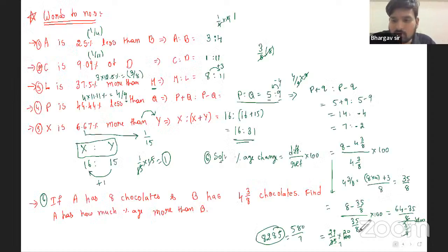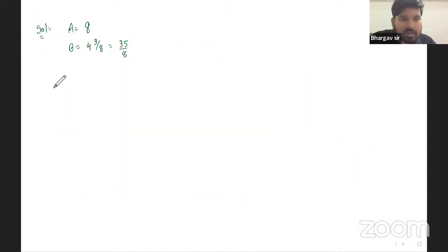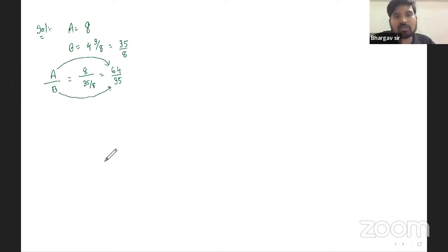Now, instead of doing this percentage change formula as difference upon reference into 100, पहले find out the value of A by B, which is the ratio. क्या होगा? ऊपर 8 होगा, नीचे 35/8 होगा. Right? I'm trying to find out the ratio. I'm not trying to find out the percentage change. If you know the ratio, percentage change is very easy. Now what happens? 8 goes to ऊपर. 8 8 is 64/35. मतलब मुझे रेशियो आ गया. A का वैल्यू 64 हो तो B का वैल्यू 35.